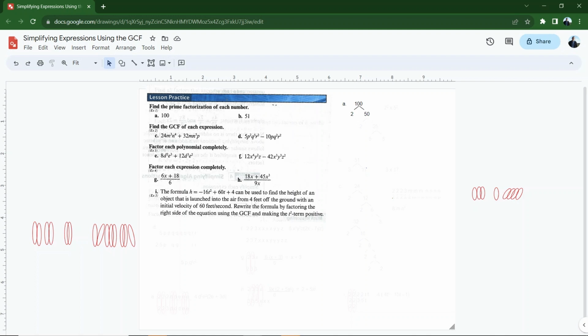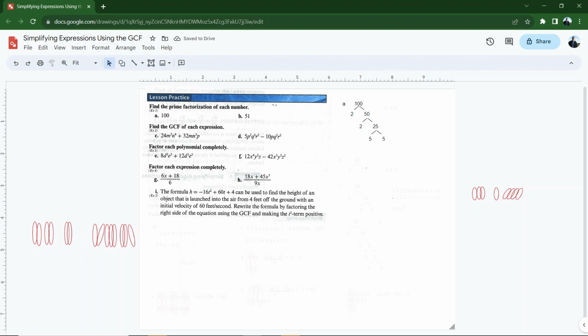We call this factoring out numbers, or factoring. So I'm factoring 100 into 2 times 50. These are the two factors that make up 100. You could have also done 10 times 10 if you wanted to, or 4 times 25. Here I'm going to do 2 times 50. And then 50 could break down further. 50 breaks down into 2 times 25. 25 breaks down into 5 times 5.